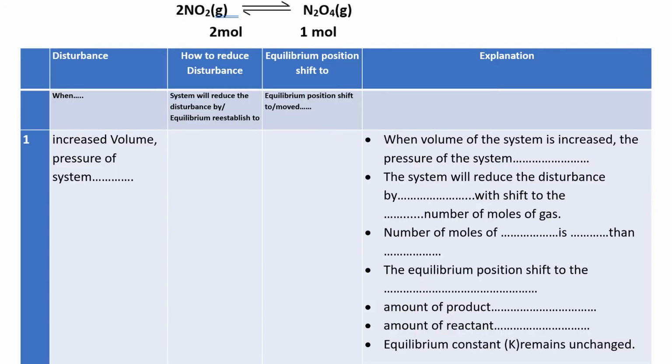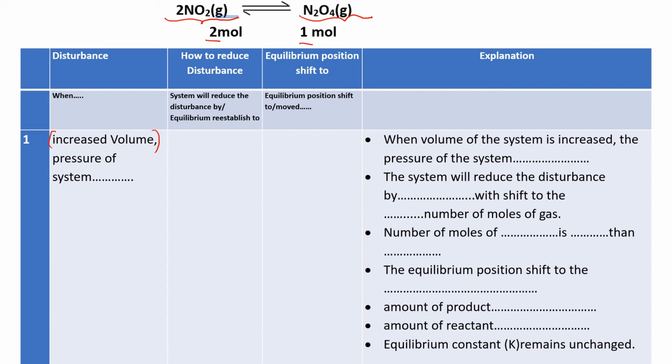Okay, for the next slide, I will discuss how to do the analysis and explanation from the given equation. Okay, for the first step, this is concentration. So I will count how many moles on the reactant side is 2 and how many moles on the product side is 1. Now increase the volume, the disturbance is increased volume.